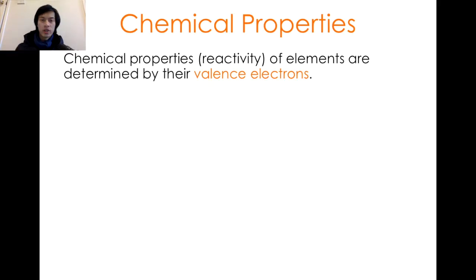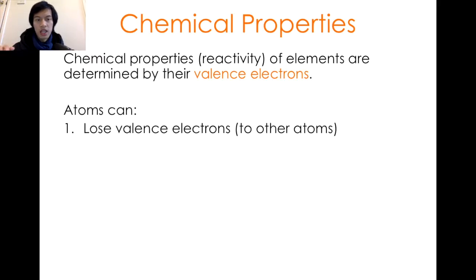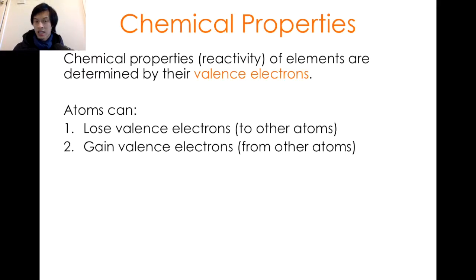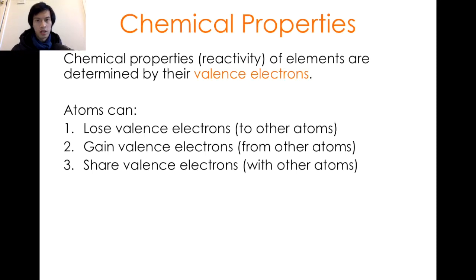But in this particular case, for chemical reactions, we want to see how the electron plays a role in that interaction. The way that atoms can interact with one another is in one of three different ways. They can lose valence electrons and give them to another atom, they can take valence electrons from another atom, or they can share the valence electrons. That is, if you have two atoms, the valence electron will be shared and orbit around both, rather than just giving or just taking.